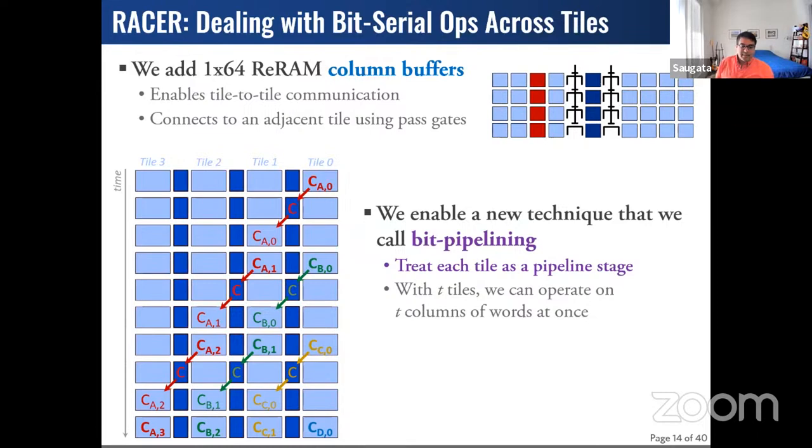This new type of pipelining is, I'd argue, fairly simple, but it's actually the key to buying back performance, because now I can take T tiles, tie them together, and treat them like the stages of a pipeline. And then I'm essentially multiplying the throughput that a tile would give me by T. Now, there are a couple of other benefits of bit pipelining.